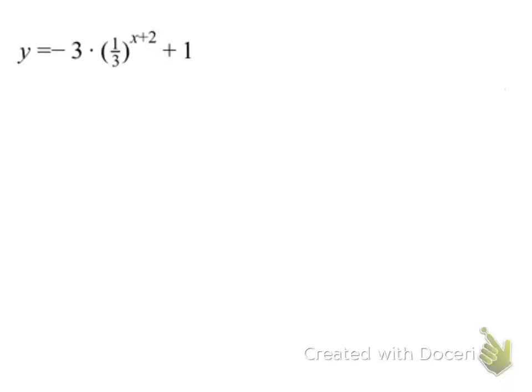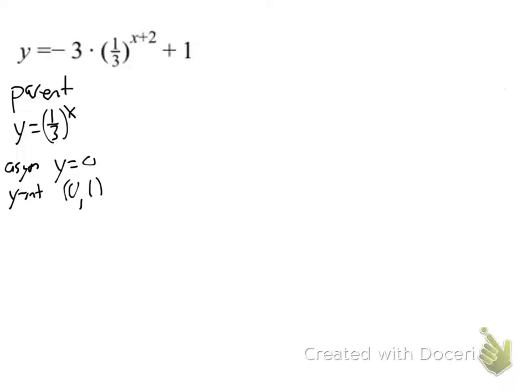So, what's the parent? Parent is y equals 1/3 to the x. All parents have y equals 0. Y-intercept 0, 1. This is why I gave you guys those problems yesterday, and it said it shouldn't take more than a minute to write down what the parent is. Because it doesn't. And then you got to have the extra point.